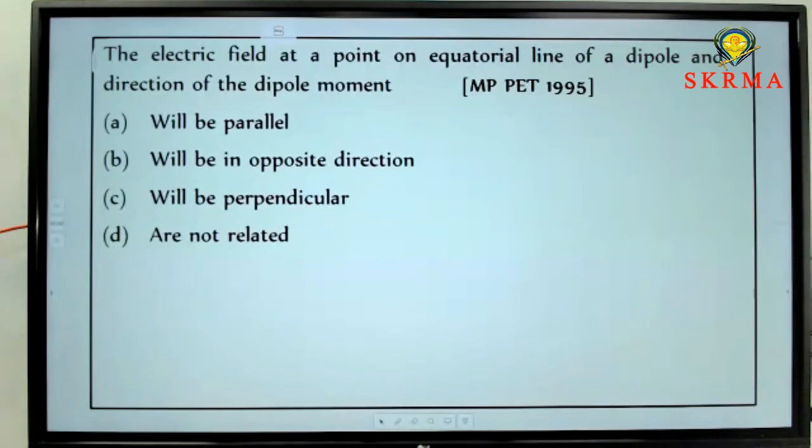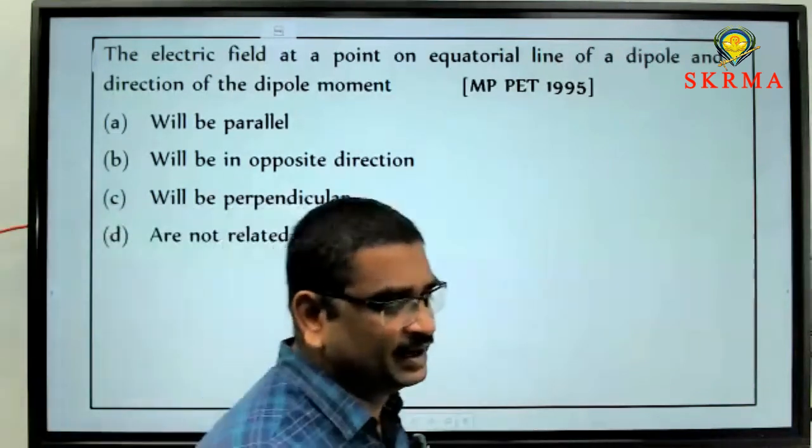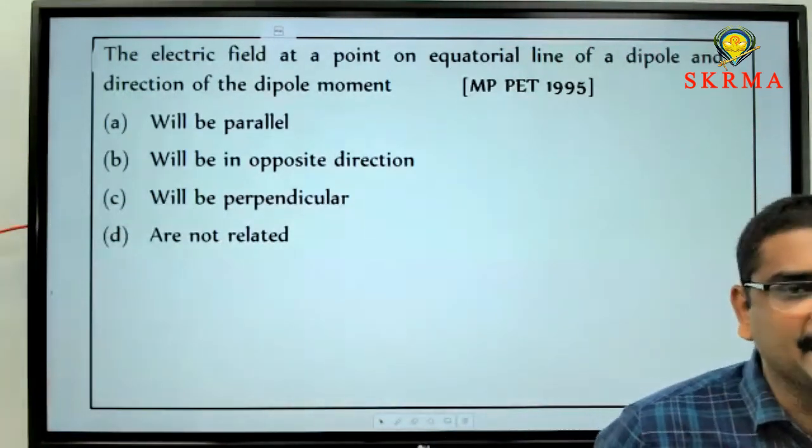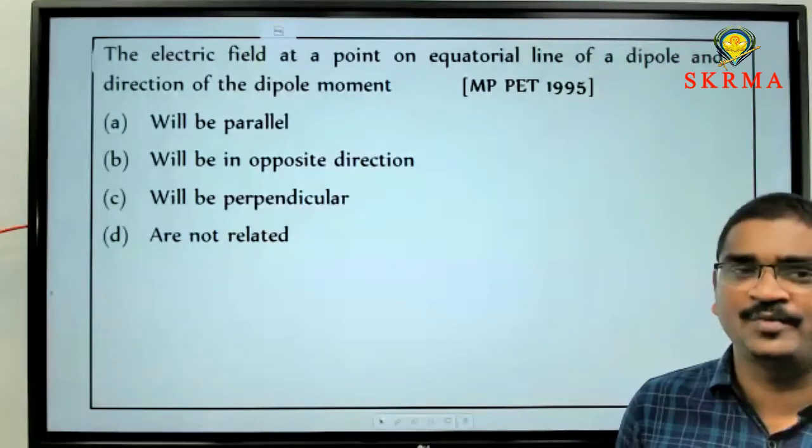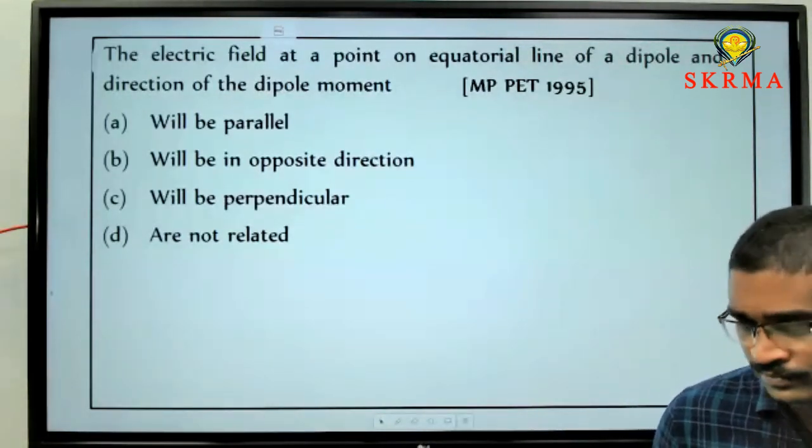Electric field at a point on the equator line of a dipole and the direction of the dipole moment. What is the angle between the dipole moment and the electric field on the axial line? On the axial line, how are the electric field and dipole moment oriented?